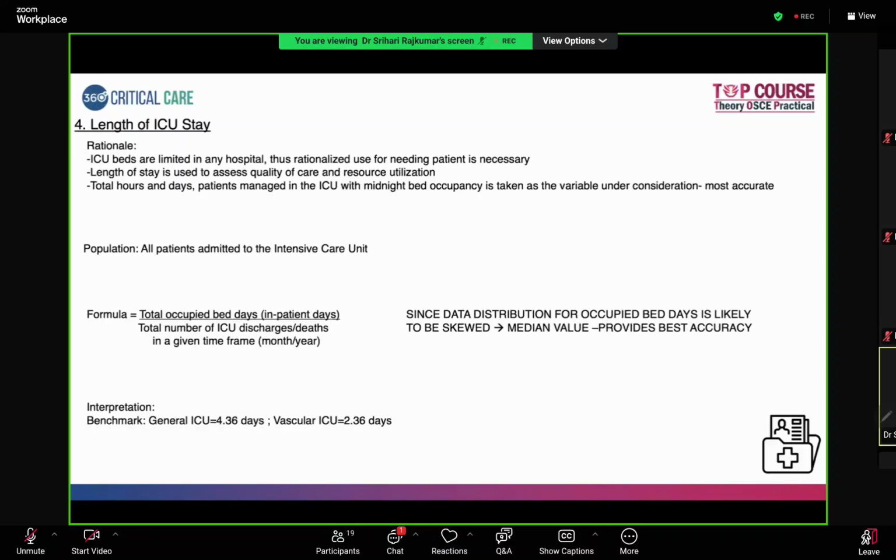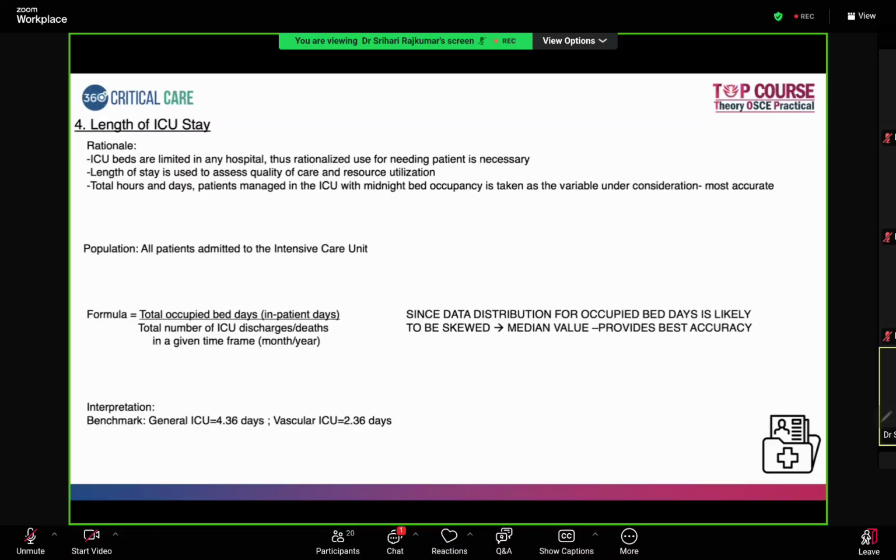So I'm just emphasizing the numerator again. For calculation of the total bed days, one parameter is the number of beds that have been occupied, multiplied by the total number of days in that month, that is 30 or 31. The number of beds occupied is taken as a mean or a median, and it is multiplied with the total number of days. That will give you the total occupied bed days. And the denominator is the total number of ICU discharges or deaths in a month.